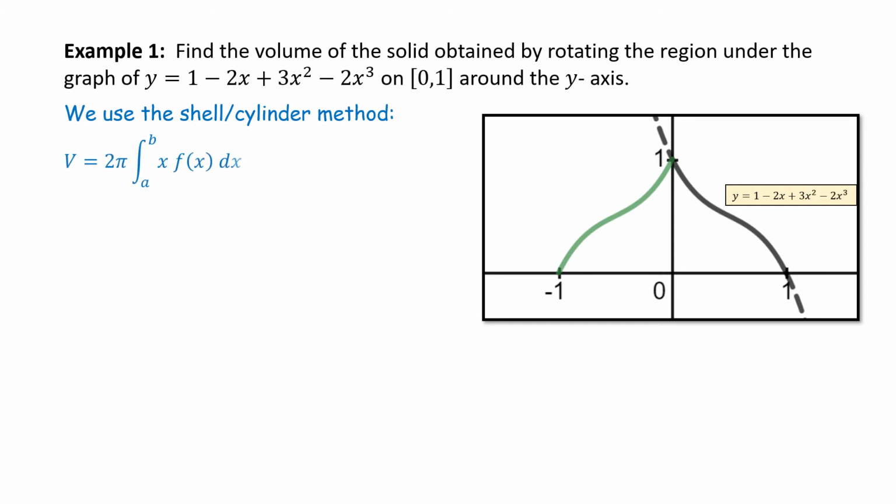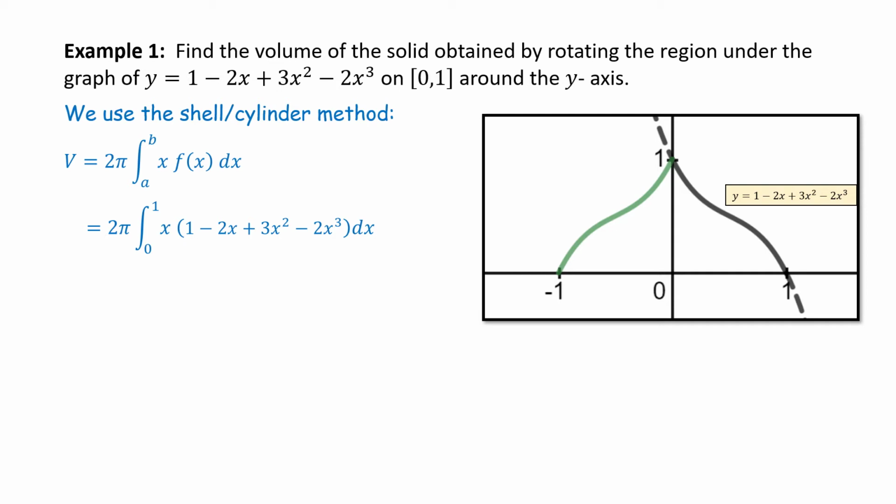Our formula: volume is equal to 2 pi times the integral from a to b of x times f of x dx. Let's put in our specific values. That'll give us 2 pi times the integral from 0 to 1 of x times, in parentheses, your f of x function, which is 1 minus 2x plus 3x squared minus 2x cubed dx.